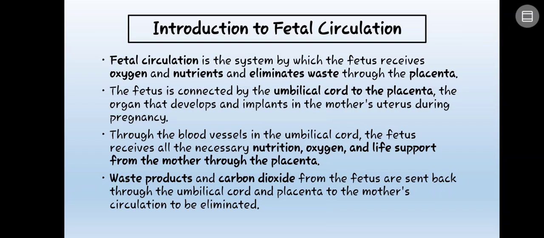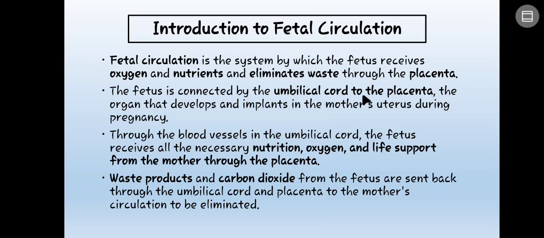Now, fetal circulation is a system by which the fetus receives oxygen and nutrients and also eliminates waste through the placenta. It is made up of specialized key structures, so that the fetus is able to receive nutrients, and after utilizing those nutrients, get rid of waste with the help of specialized structures. One of the key structures among them is the placenta, and then the umbilical cord.